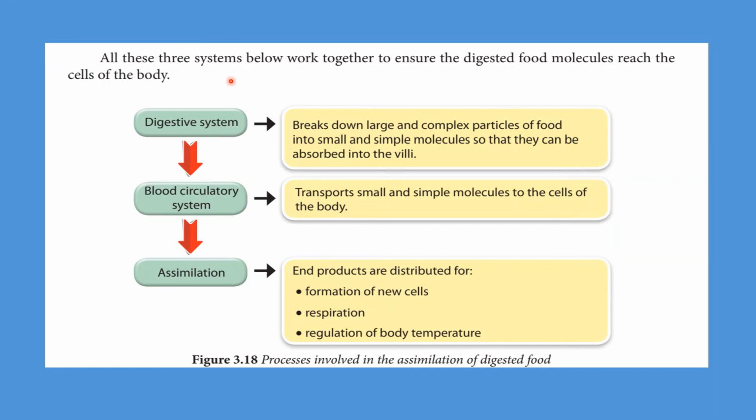All these three systems work together to ensure the digested food molecules reach the cells of the body. The digestive system breaks down large and complex particles of food into small and simple molecules so that they can be absorbed into the villi. The blood circulatory system transports small and simple molecules to the cells of the body. Then assimilation: end products are distributed for formation of new cells, for respiration and regulation of body temperature.